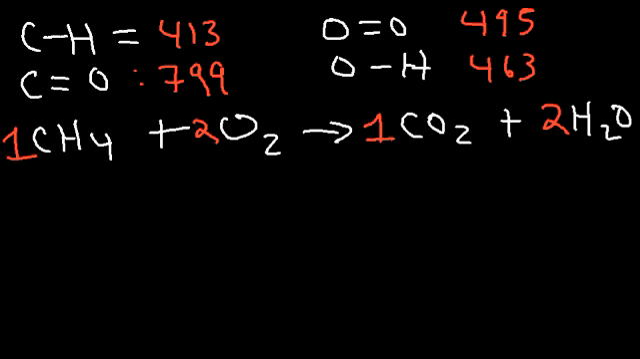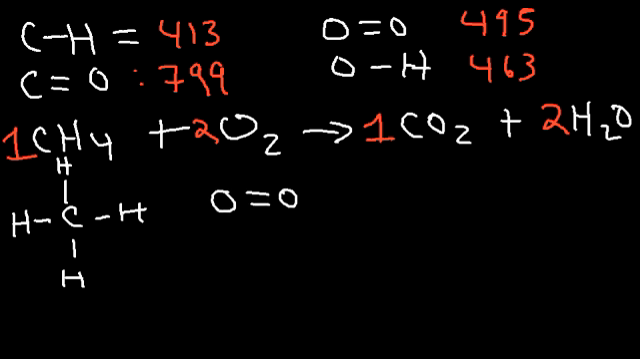Now, it might be useful to draw the Lewis structures for each element and compound that's in this reaction. Methane looks like this, it's CH4. As you can see, we have 4 carbon-hydrogen bonds. Oxygen exists as O2, and it's a double bond. Carbon dioxide looks like this, and water looks like that.